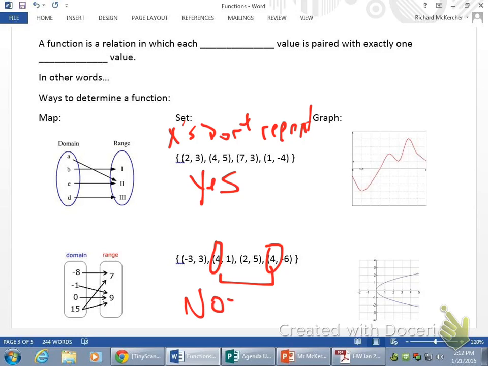Okay, and that's the problem. That's why this one is not a function, because these two 4s are trying to give me two different answers. One of them is a 1, one of them is a -6. In other words, they repeat.